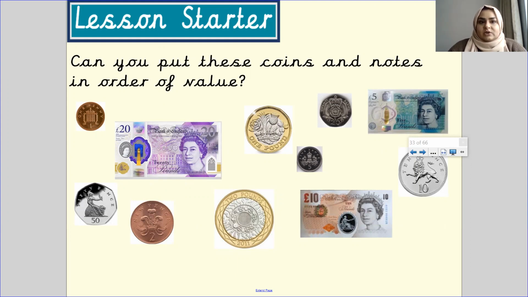And then what I would like you to do is this starter activity. For your starter activity, I would like you to put these coins and notes in order of value. So look at what the value is, okay? And put it in the correct order. I would like you to pause the screen now and complete this starter activity.